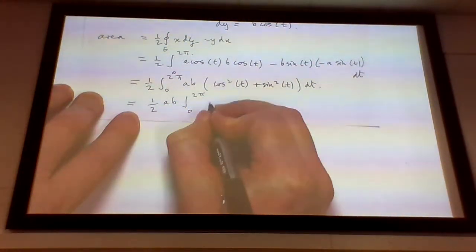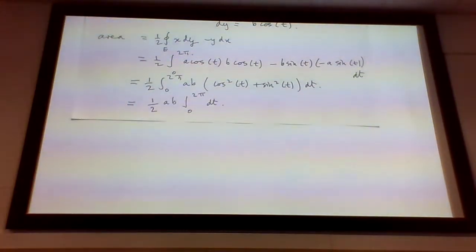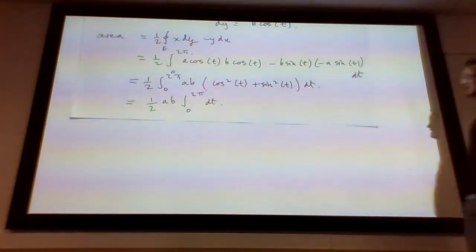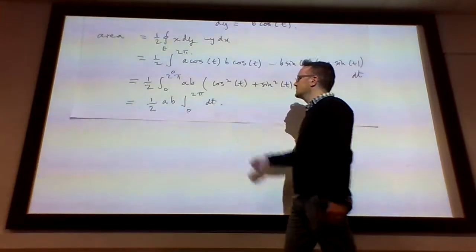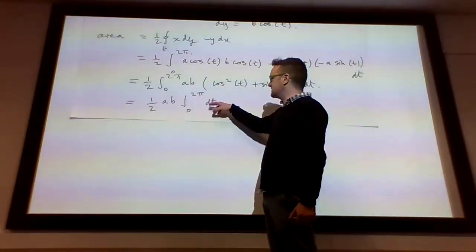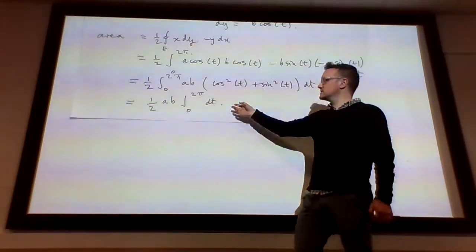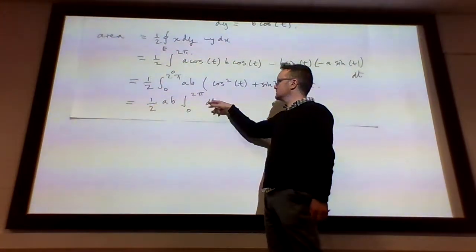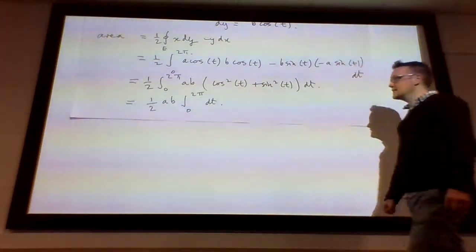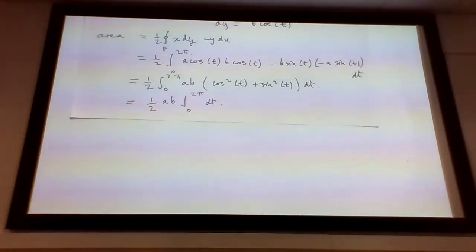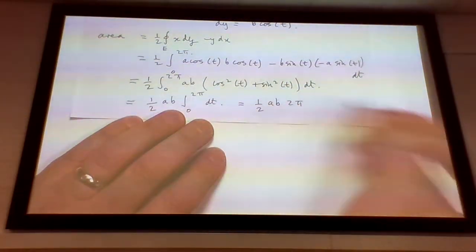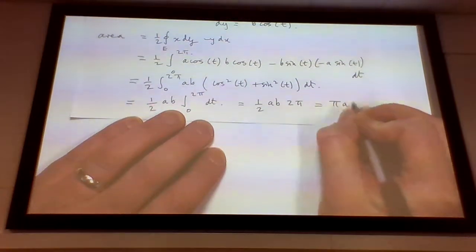So it's just the integral from 0 to 2 pi of dt, which is, of course, just the length of the interval. The dt, people will sometimes call that the length element, just as dx dy is the area element in a two-dimensional integral. In a single-dimensional integral like this, the differential can be called the length element as well. So it's just going to give you the length of this interval, which is 2 pi. So the whole thing comes to pi ab.